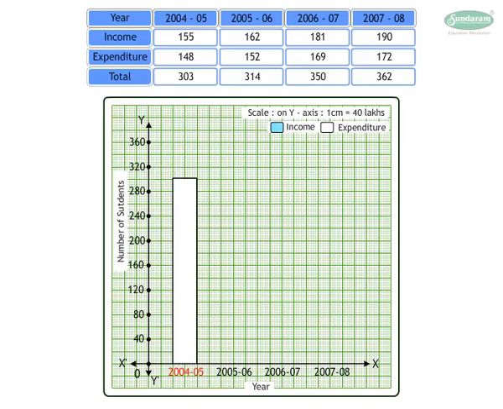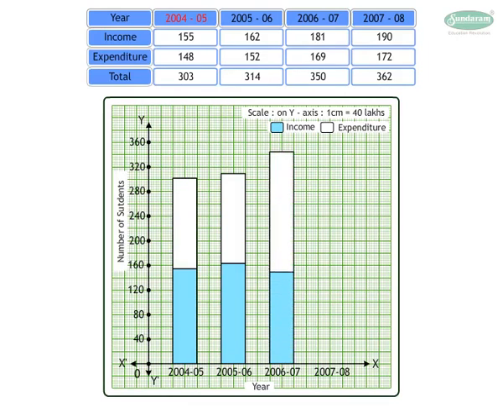Now, let us divide the bar graph as we know income of a company is 155 lakhs. Let us mark 155 on the bar graph of year 2004-2005. Shade the area which represents income and the unshaded region represents expenditure in year 2004-2005. Similarly, we will draw subdivided bars for years 2005-2006, 2006-2007 and 2007-2008, leaving one block after each bar.